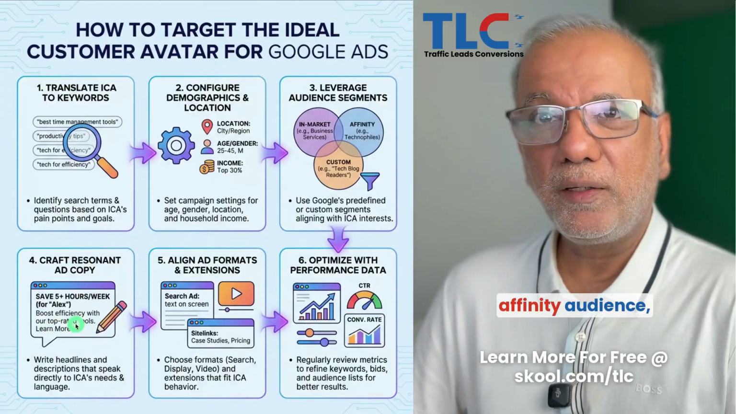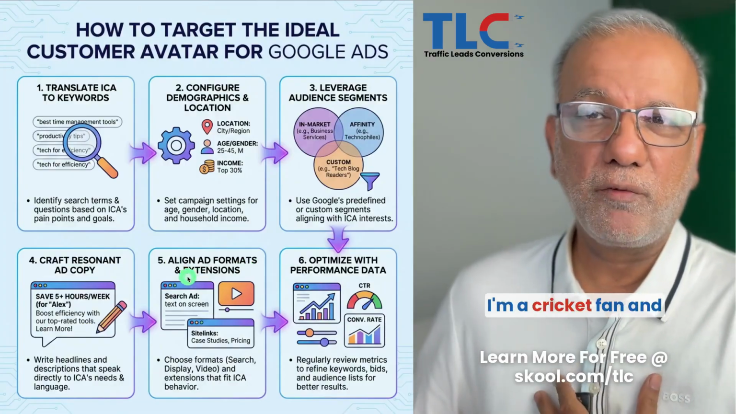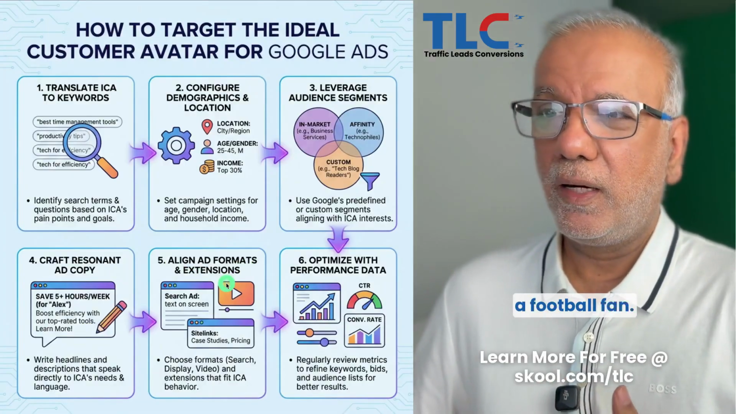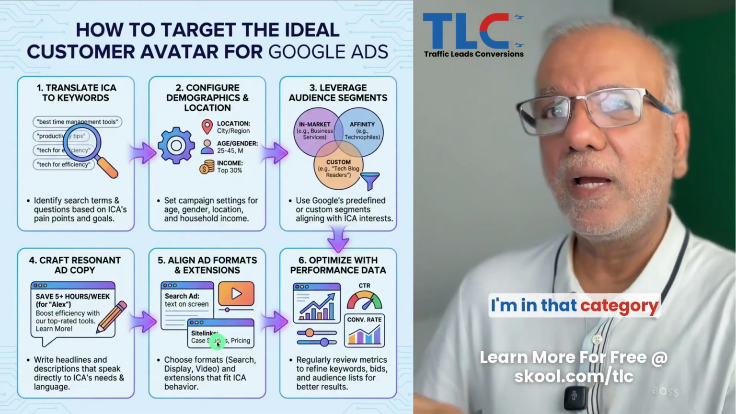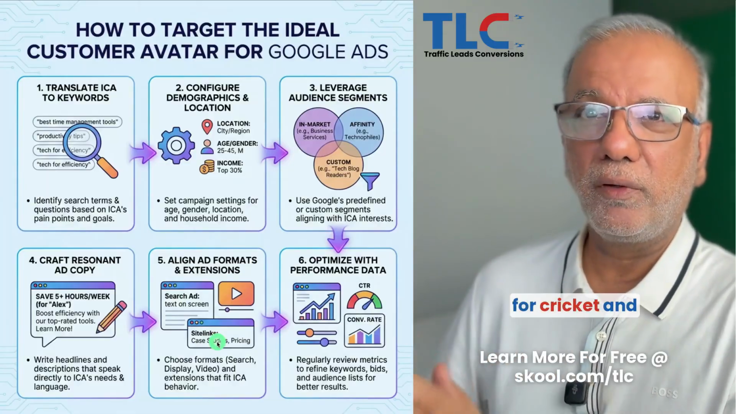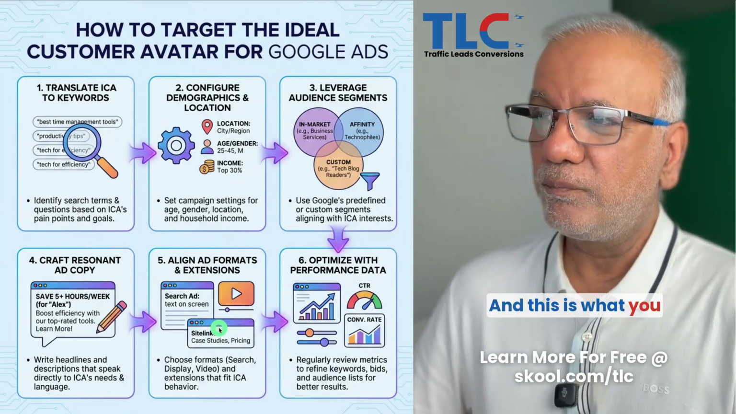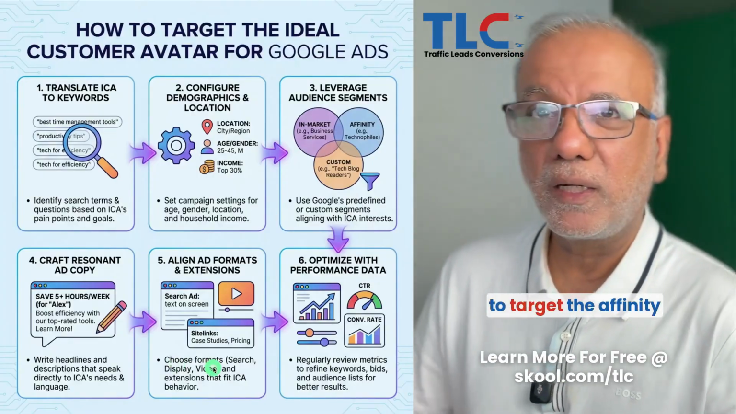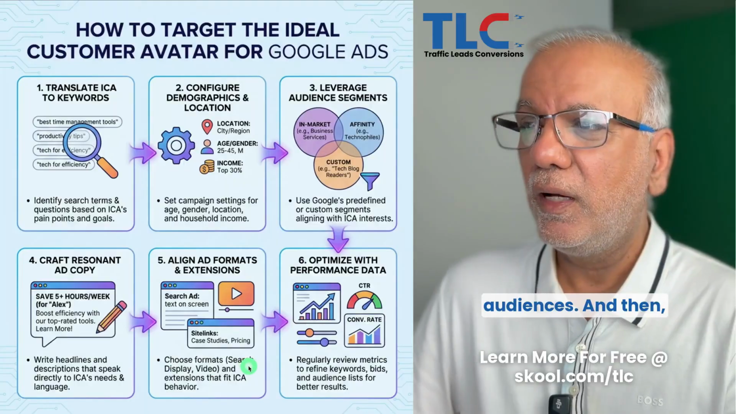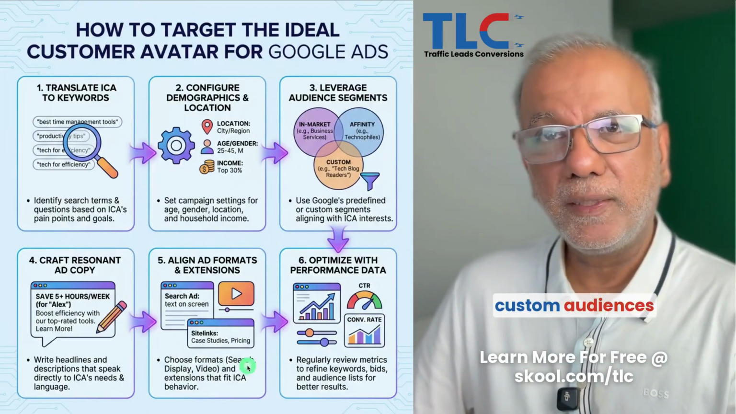Then we've got the affinity audience, which is the long-term audience. So I'm a cricket fan and a football fan. I go and check the score every day. So I'm in that category of affinity audiences for cricket and football. And this is what you need to do if you want to target the affinity audiences. And then you can also create custom audiences as well.